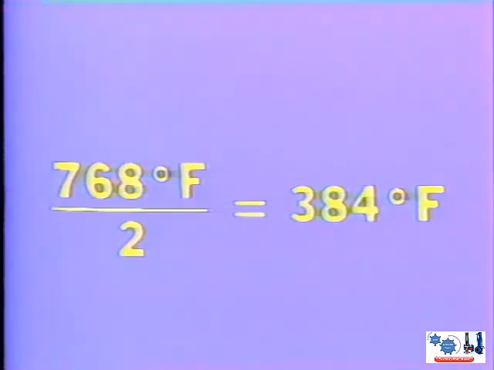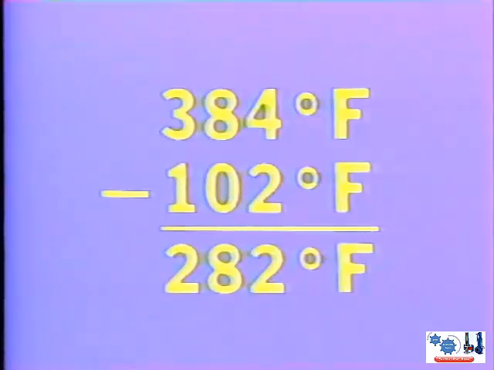This is the same saturation temperature we found using Table 1. All right, if we subtract our actual temperature, 102 degrees, from our saturation temperature, 384 degrees, we find that the amount of subcooling is 282 degrees. Again, the answer is the same as the one we calculated earlier. We got the same answer regardless of the table we used.